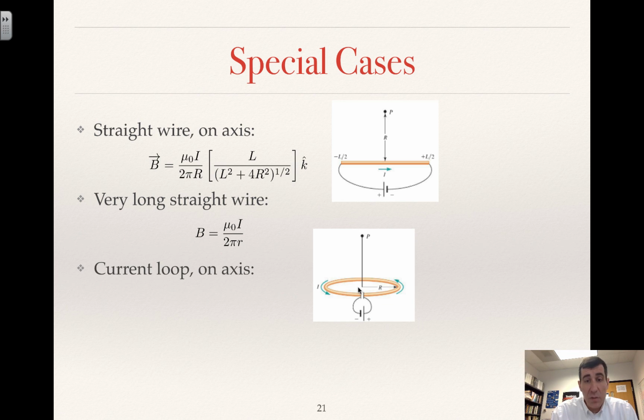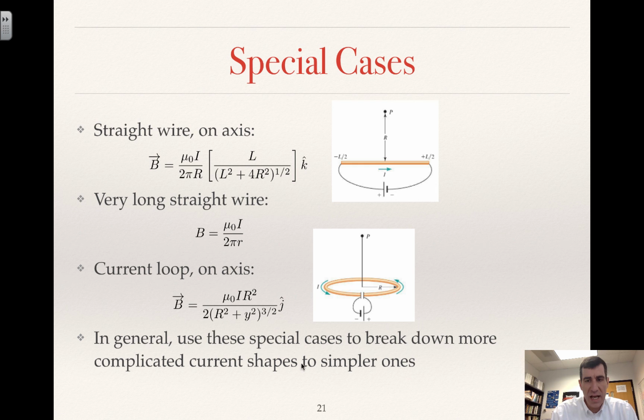If I have a loop of current, so now instead of a straight wire I take that wire and loop it into a circle, and of course something is providing the current to begin with, but we're not going to worry too much about that. Again, if you're on the axis, you get a more complicated expression for the magnetic field. In general, similar to what we had with the electric field, we have these few special cases, and you use these special cases to break down more complicated current shapes into simpler ones. Then you just use superposition and add together the contributions from each of the individual simpler cases.